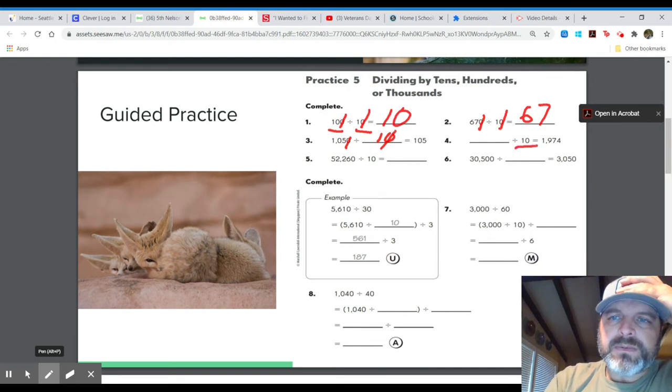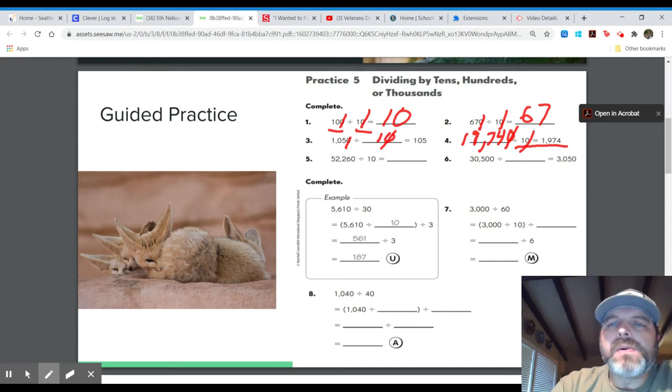This one, number 4, you're going to go backwards. So obviously, if you divided by 10 and got 1,974, then your original number probably had a 0 after it. So it would be 19,740. Because if you got rid of the zero on the end, it would be 1,974.